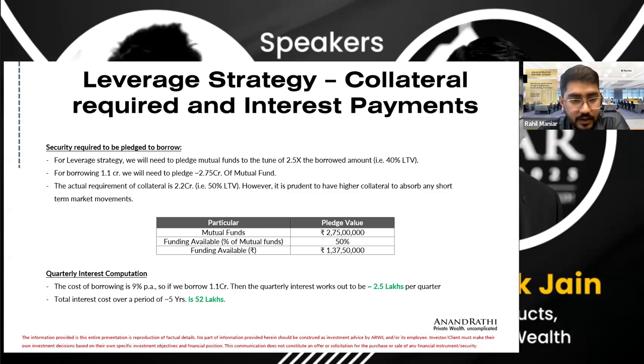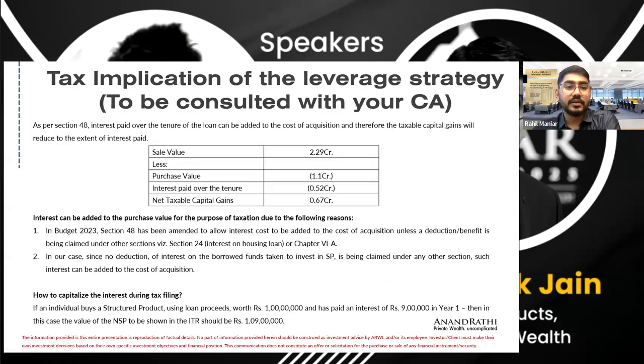And lastly, in terms of taxation, the tax implication on this strategy, obviously with a very big disclaimer to be consulted with the client's CA. As per section 48, the interest paid over the tenor of the loan can be added to the cost of acquisition, and therefore the taxable capital gains will reduce to the extent of the interest paid. Which means in our example, 2.29 crores was the maturity of the structure, 1.1 crore was the purchase value, and the total interest paid was 52 lakhs.